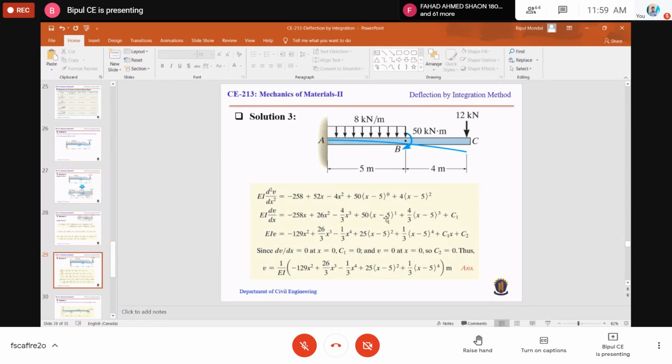And this term will be negative, 0 minus 5 is negative, so this term will be eliminated. This term will be again negative, so this term will be eliminated. So c1 will be 0. So the final equation of deflection will be this plus this plus this plus this plus this.